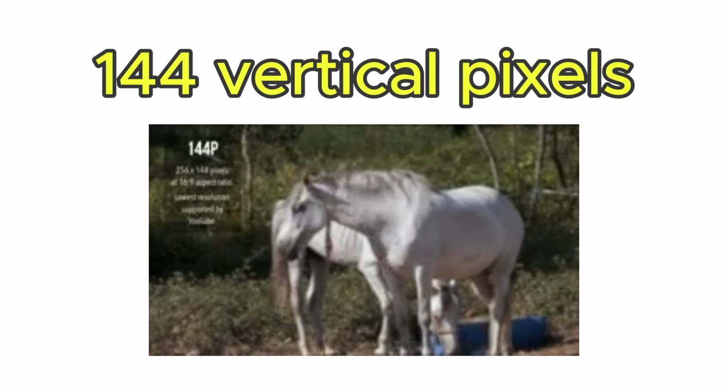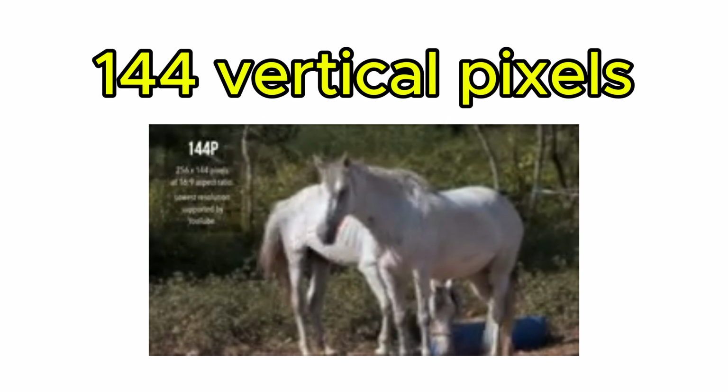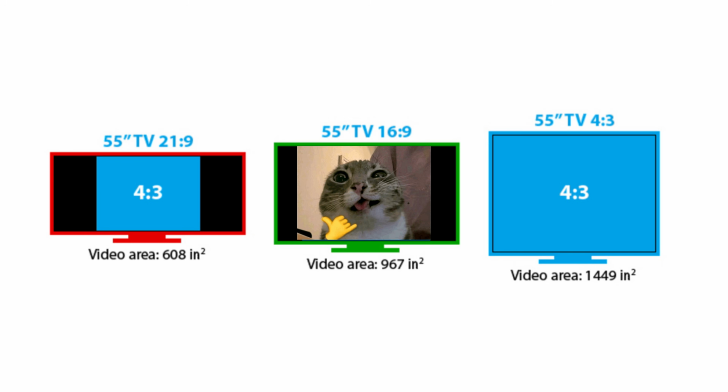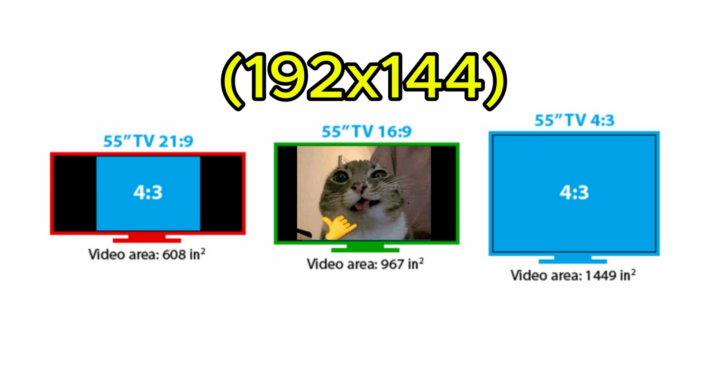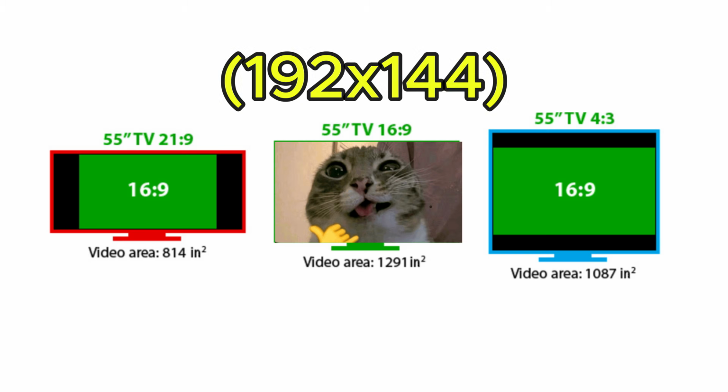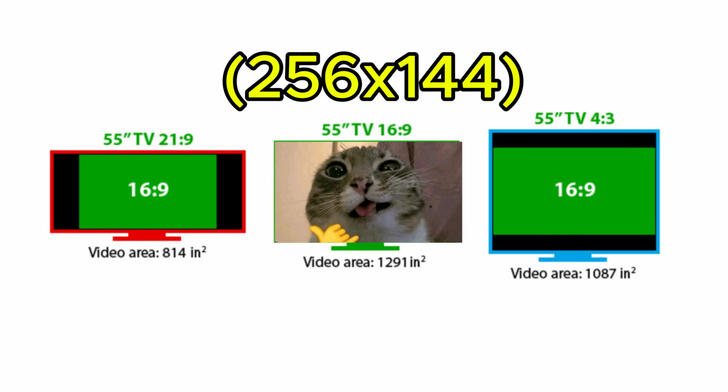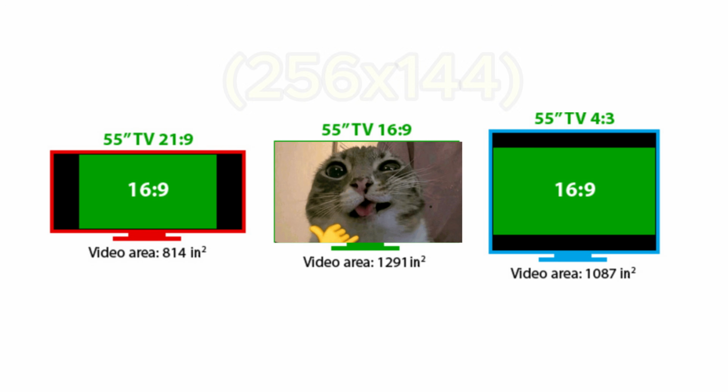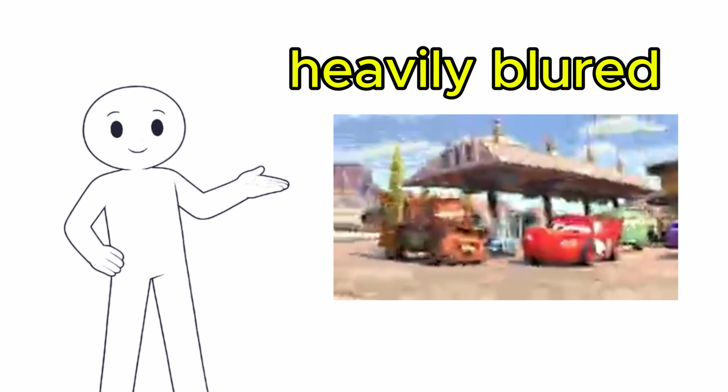144p. 144p is an ultra-low resolution consisting of 144 vertical pixels, typically rendered in a 4:3 192x144 or 16:9 256x144 aspect ratio. The resulting image is heavily blurred, pixelated, and fine details or text are completely unreadable.